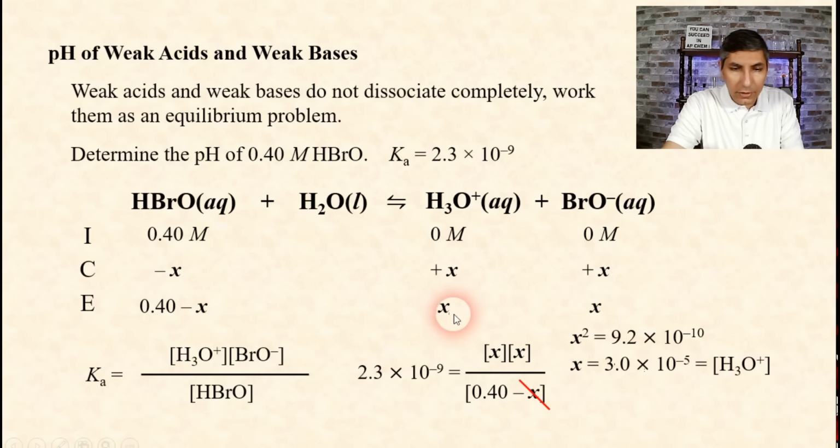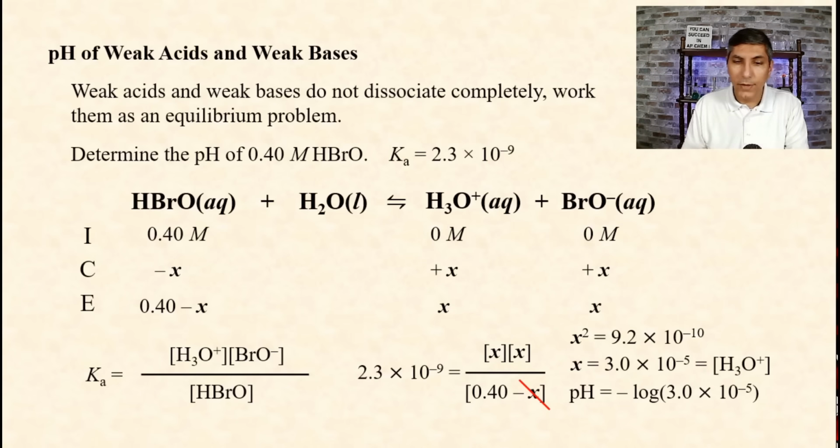Now X in the ICE box is shown to be the concentration of hydronium ions. So to find the pH, we take the negative log of the hydronium ion. So negative log of 3.0 times 10 to the negative 5th. So the pH is equal to about 4.52 once you plug that into your calculator.